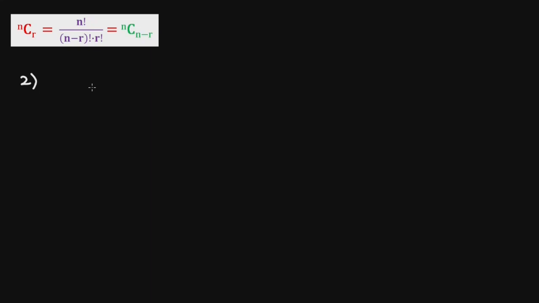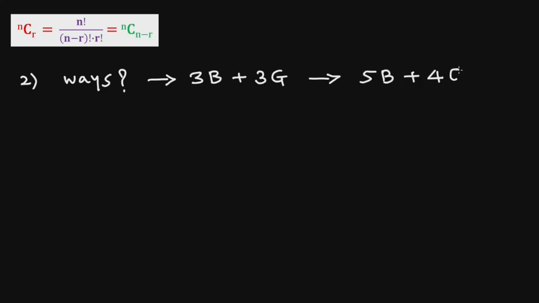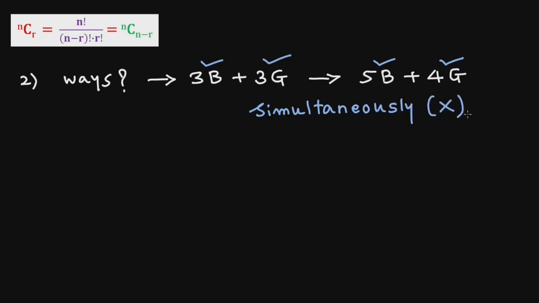In how many ways can a team of 3 boys and 3 girls be selected from 5 boys and 4 girls? When we select 3 boys from 5 boys and 3 girls from 4 girls, we have to do this selection simultaneously, that is, at the same time. So here we have to use multiplication.